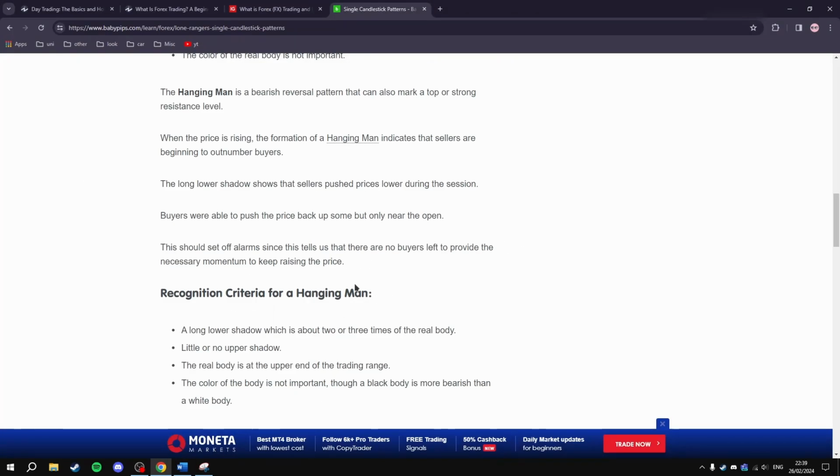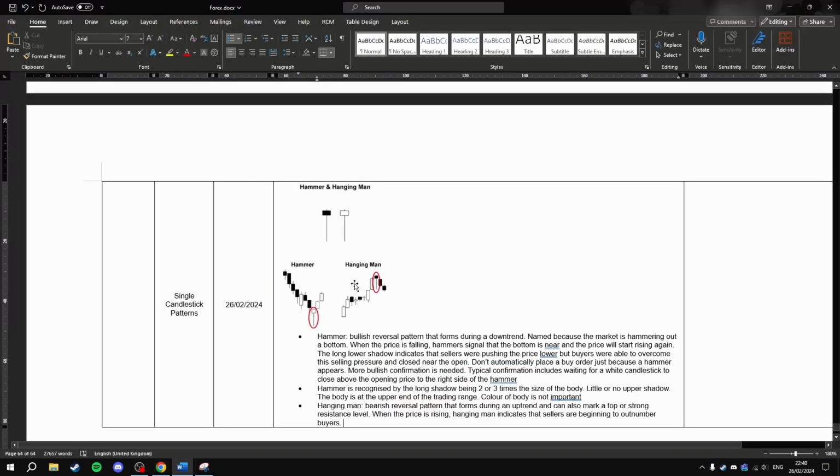So if there's more sellers than buyers, then the price is going to drop, right? Because there's more people selling it than buying it, so the price is going to drop. And it does, so you get an uptrend here and then it goes down.